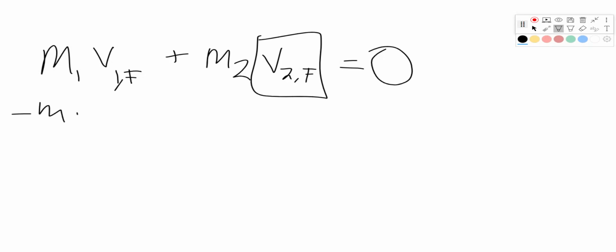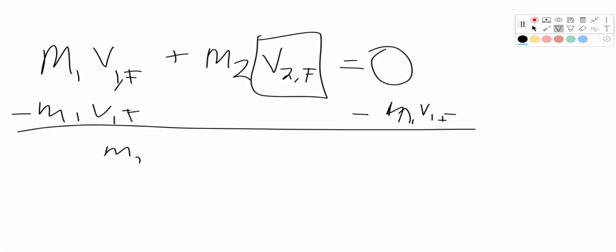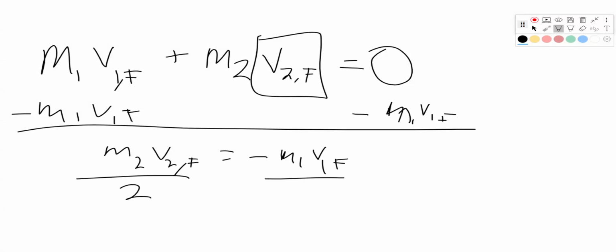Requires us subtracting this from this side, right? And then we get velocity initial final. And then we're going to wind up with something that looks like this. And we're going to divide both sides by the mass of 2 so that we wind up with our equation being the velocity of the second object final is going to be equal to the negative version of mass 1 divided by mass 2, and that's going to be taken times velocity 1 final.